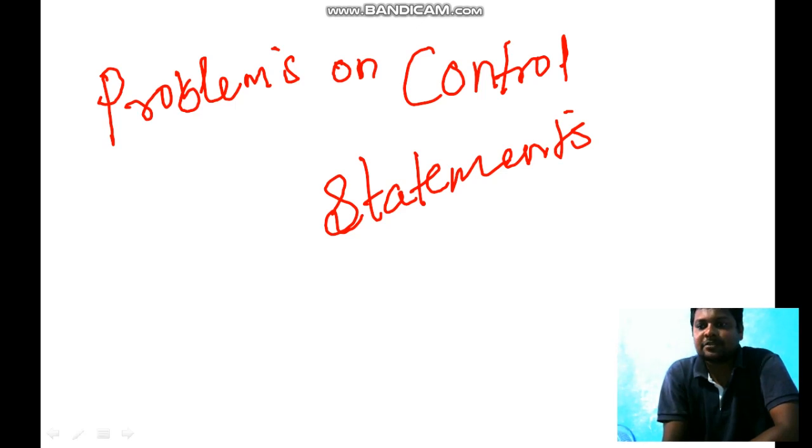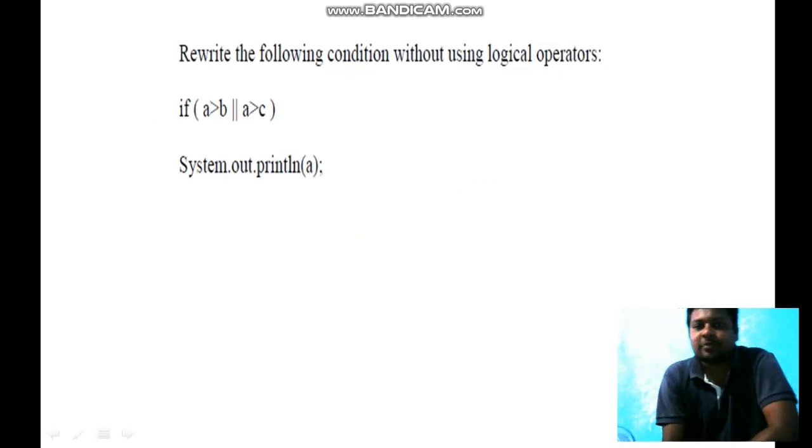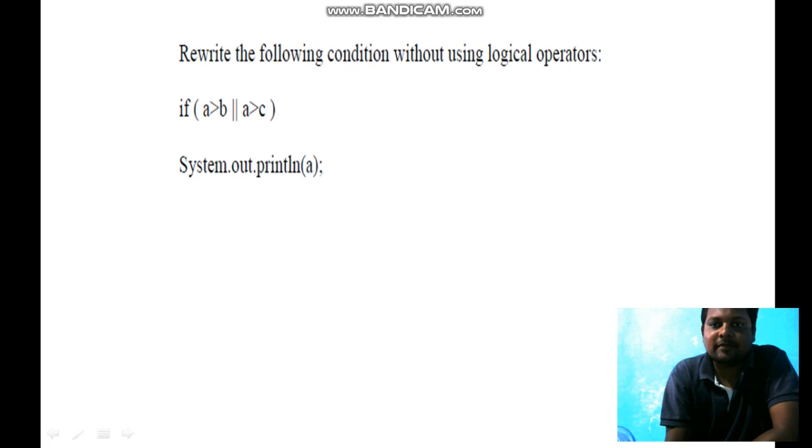Dear students, now we are discussing problems on the if statement. Okay, we'll see the first problem. Here they have given: rewrite the following condition without using the logical operator. Here we have a logical operator. What is this logical operator? This logical operator is called the OR operator. So without using this, how to write this?